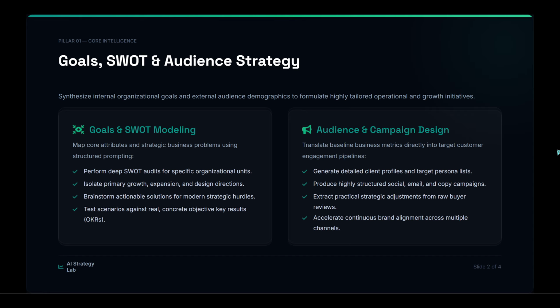Then push for ideas around growth, expansion, and innovation, whether that's entering a new segment, launching a complementary service, or optimizing pricing. Tie everything back to precise objectives, such as increasing retention by a certain percentage or improving conversion in a key channel, and ask for strategies mapped to those targets.